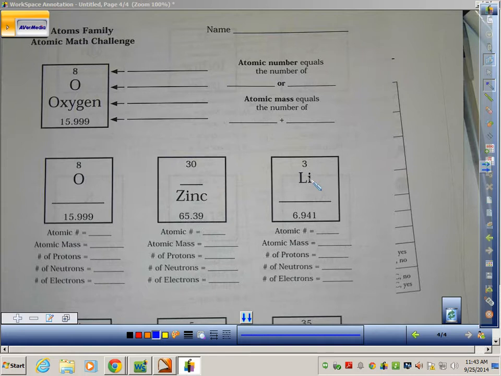Take a look up here, and you'll notice that you see oxygen. Look at your periodic table. Find oxygen on your periodic table. I'll give you a hint: it's the 6th one over in the 2nd row. What energy level will the last electron be in for oxygen? The 2nd, because it's in the 2nd row, right?